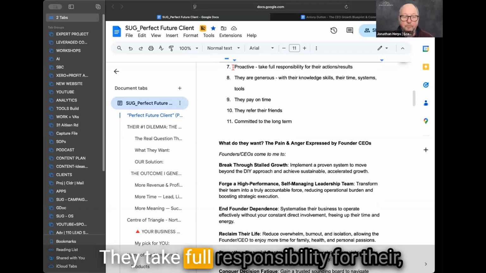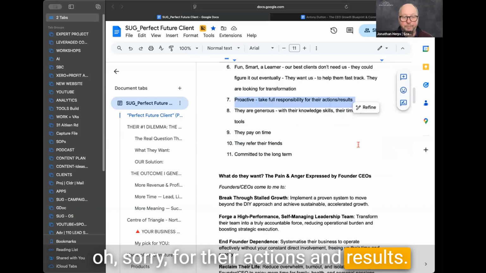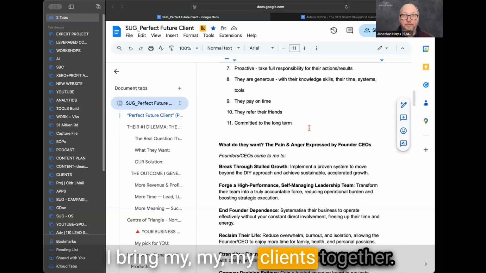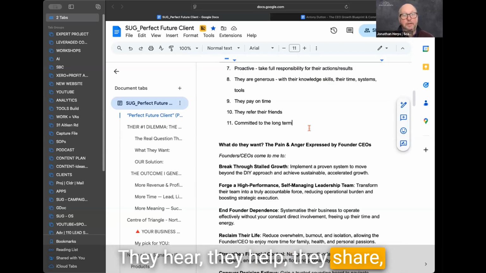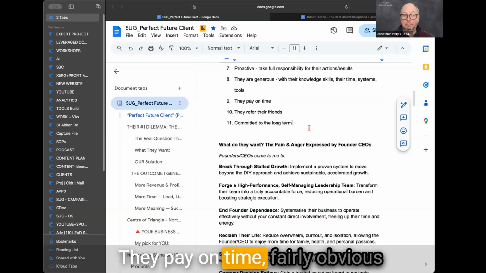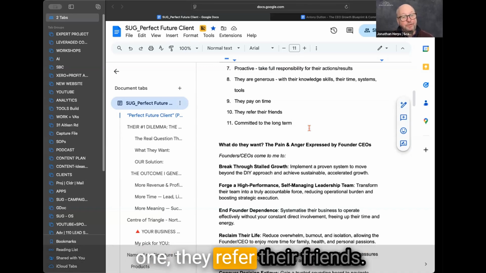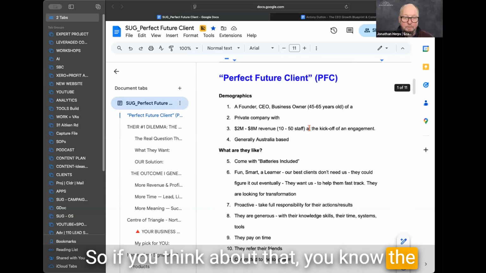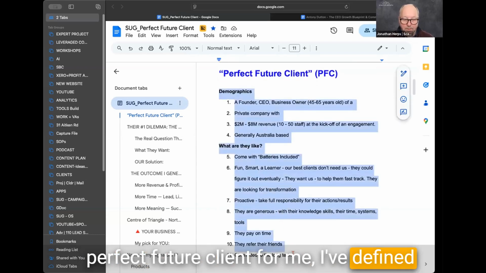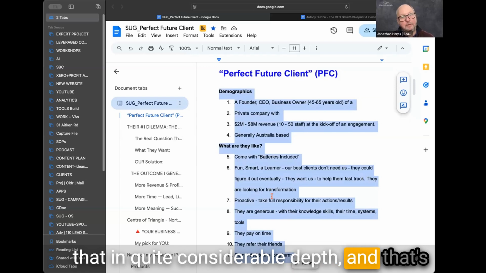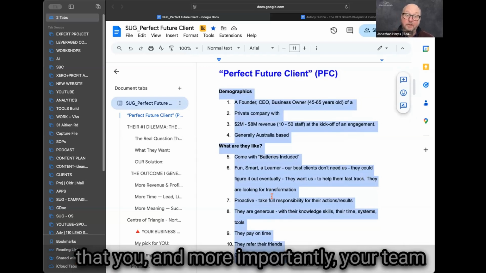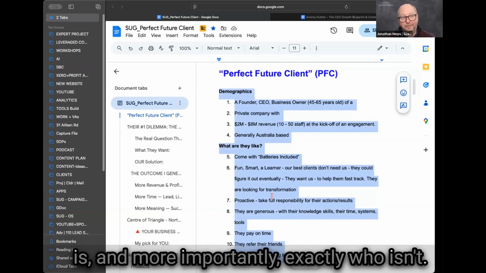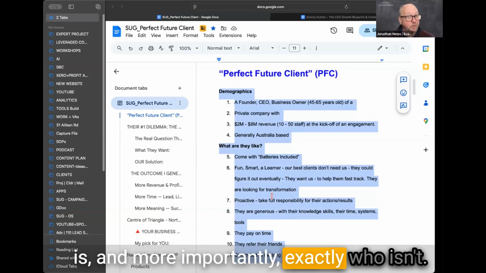They're proactive. They take full responsibility for their actions and results. They're generous with their knowledge, skills, time, systems, and tools. I bring my clients together. They help, they share, they learn from each other. They pay on time, a fairly obvious one. They refer their friends and they're committed to the long term. So if you think about that, the perfect future client for me, I've defined that in quite considerable depth. And that's what we're looking for you to do as well, so that you, and more importantly your team, know exactly who the perfect future client is, and exactly who isn't.